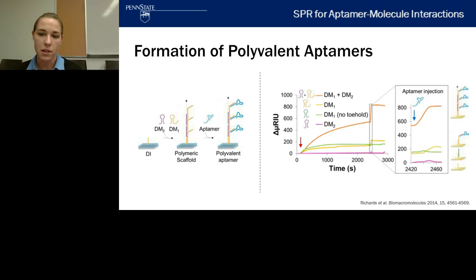When we have a polymer scaffold, we can see in the inset that the aptamer injection results in a larger increase of mass, which would show that polymeric and polyvalent aptamers have been formed. And this occurs relatively quickly, less than 2 minutes.